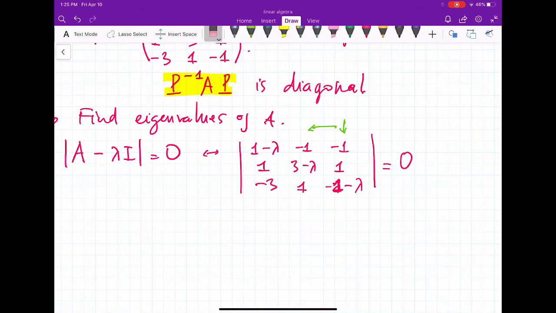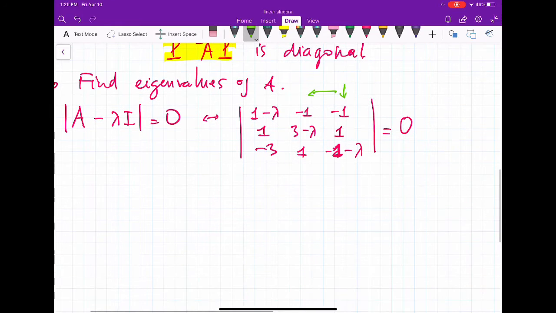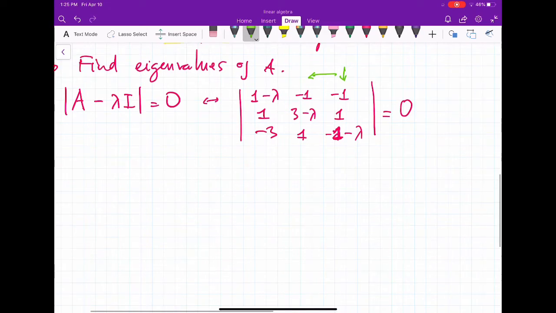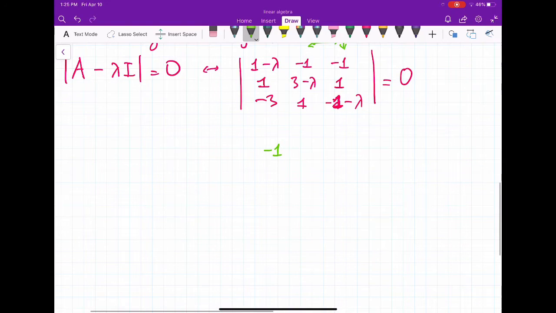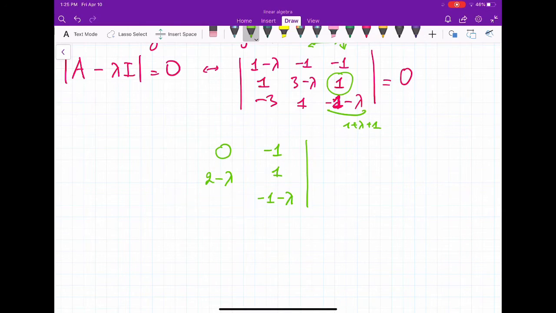So I want to make more zeros in this matrix and then find the determinant. I can multiply the third column by negative 1 and add to the second, and the third column by 1 minus lambda and add to the first. I have the following: negative 1, 1, negative 1 minus lambda. Okay, so here I have 0. 1 with negative 1 is negative 1 plus 3 minus lambda, that is 2 minus lambda. And here I have negative 1 with this, which would be 1 plus lambda, plus 1 is 2 plus lambda.